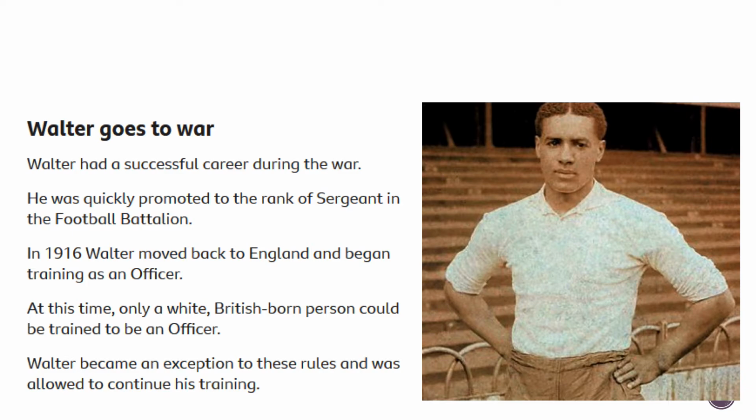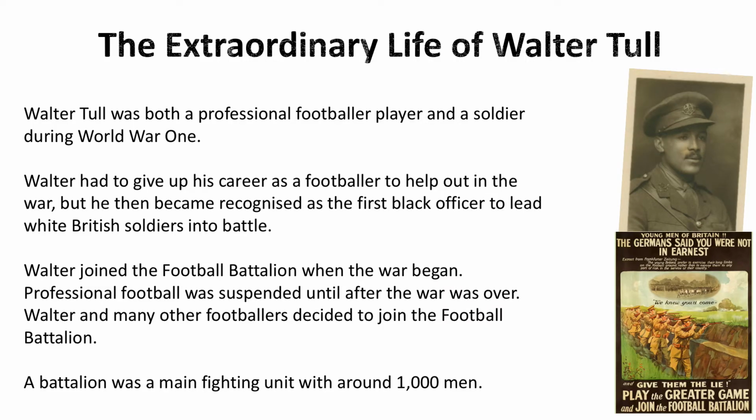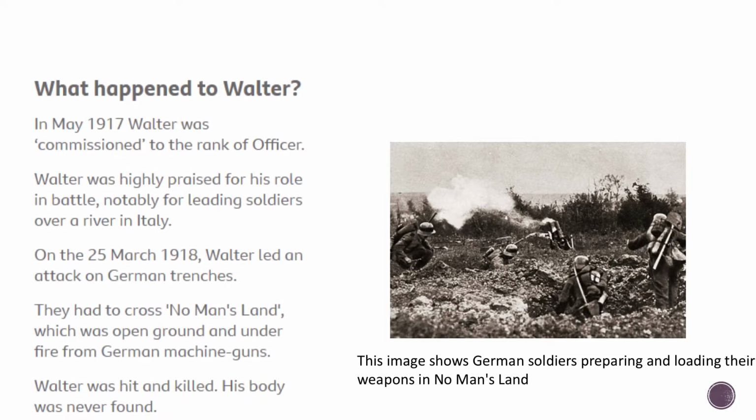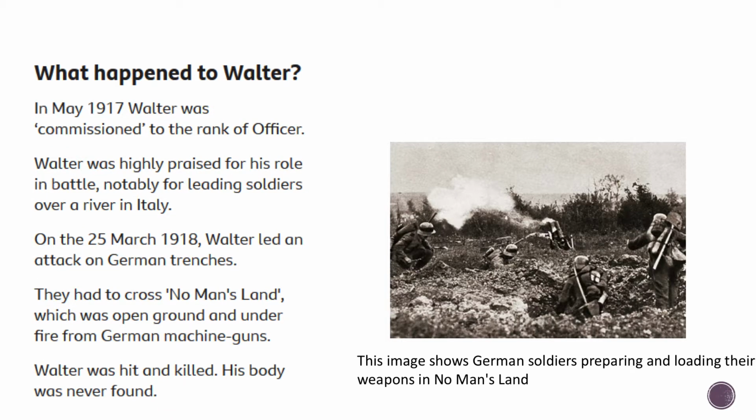He was promoted to the rank of sergeant, and began training as an officer in 1916. At this time, only a white British-born person could be an officer. So he was the exception to these rules. That's why, like I said, he was the first ever black officer in the British Army. Okay. Unfortunately, a very sad end to the story. So he became an officer, what's called commissioned, in 1917.